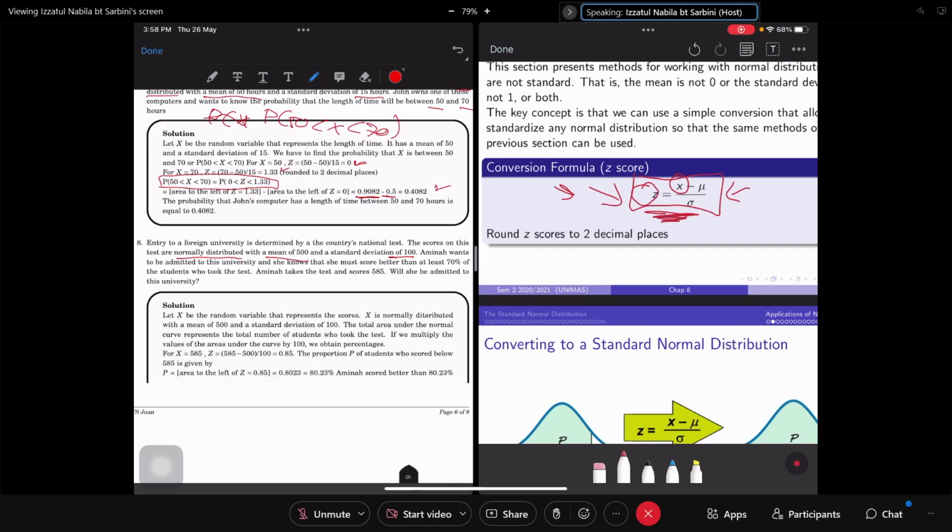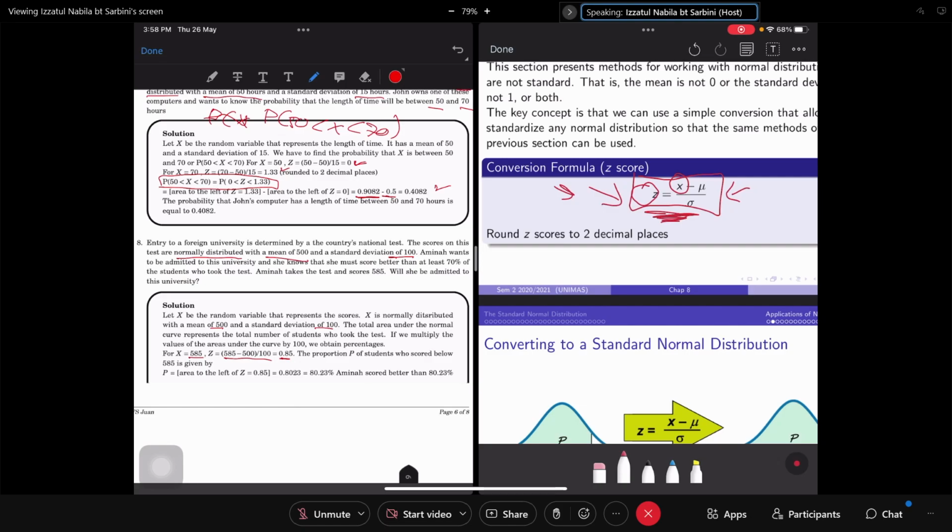Now we have mean 500, standard deviation equals 100, and Aminah gets 585. Okay, now we want to calculate the Z score, so use the conversion formula. You can get a Z score equal to 0.85.